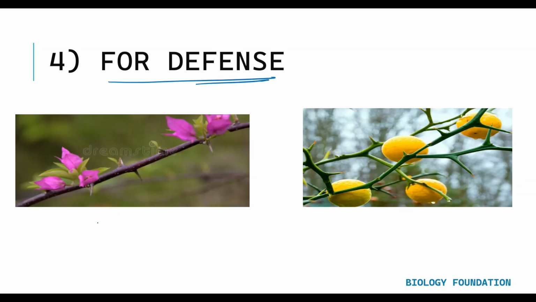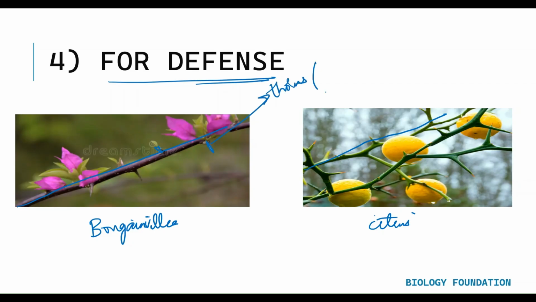Now, stems also play an important role in defense. Here you can see this is a bougainvillea plant, and this is citrus. Can you see this is your main stem? Can you see there are pointed structures which are called thorns? What are thorns basically? Again, they are modifications of auxiliary buds.